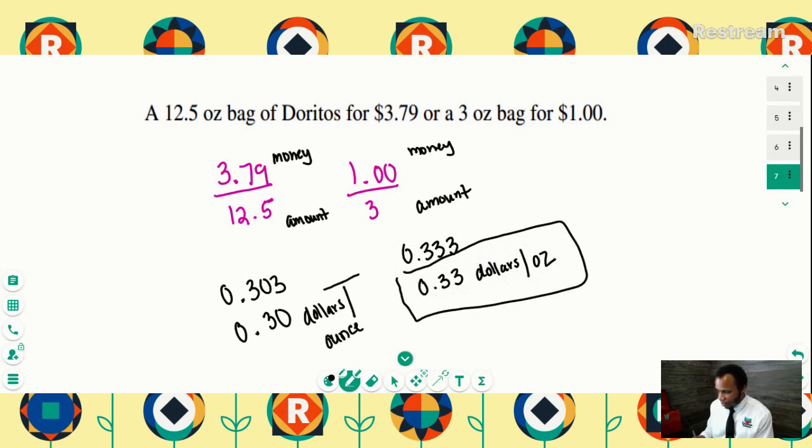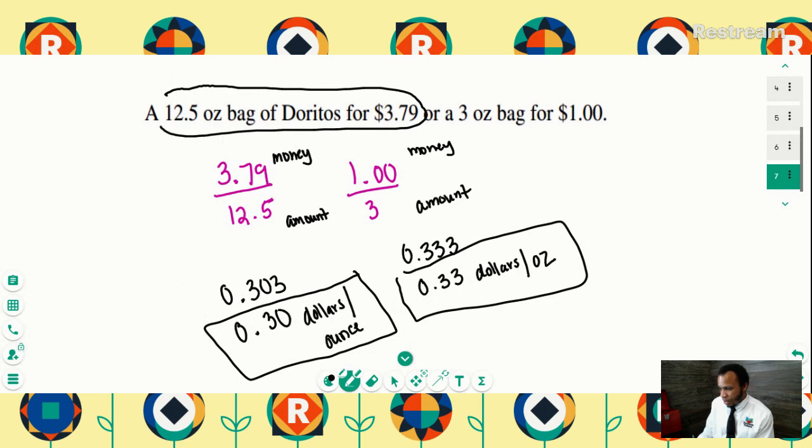You walked into the store and you see these two bags. Which one would be the better buy? And by the better buy, I mean cheaper. So in this case, the $3.79 bag would be cheaper because you're paying less per ounce. So the 12.5 ounce bag would be the better buy. All right. So that's that one. And then this one, I'll just mark it out.